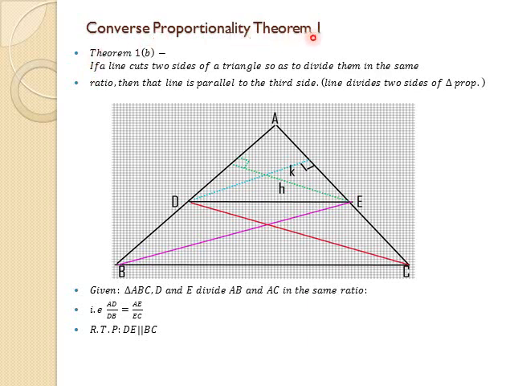So the converse of the proportionality theorem: if a line cuts two sides of a triangle so as to divide them in the same ratio, then that line is parallel to the third side. So if this line cuts it in such a way that those two over each other is in proportion to those two over each other, then automatically we can conclude that DE must be parallel to BC. So given triangle ABC, D and E divide AB and AC in the same ratio, meaning AD over DB equals AE over EC, required to prove DE parallel to BC.